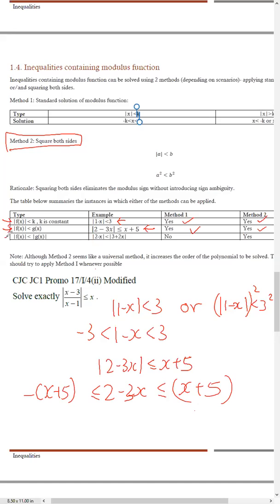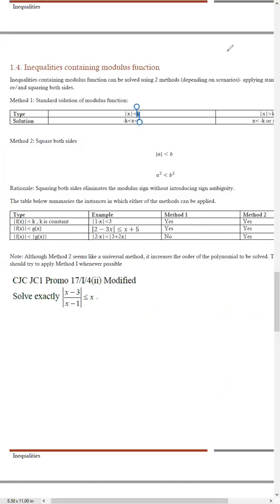The last case is something like this, two functions left and right, but both have modulus. Unfortunately, you cannot use method 1, you can only use method 2. The note here is saying that although method 2 seems like a universal method, it increases the order of the polynomial, so it's actually very clumsy. Why would we want to solve something with higher order? Power 2, power 3. No. Method 1 is always the preferred choice, unless you hit case number 3. I don't want to emphasize this anymore. You have to follow me, you have to believe me. Method 1 is the best choice if you are given case 1 or 2. Don't go around squaring both sides.